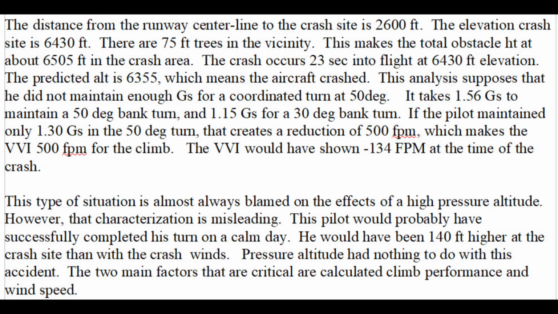This analysis supposes that he did not maintain enough Gs for a coordinated turn at 50 degrees. It takes 1.5 Gs to maintain a 50-degree bank turn and 1.15 Gs for a 30-degree bank turn. So I figured he's probably going to carry a little bit more than what he did for a standard 30-degree bank, but he's never going to pull the amount of Gs for 50 degrees. So if the pilot maintained only 1.3 Gs in the 50-degree turn, that creates a reduction of 550 feet per minute, which makes the VVI 500 feet per minute for the climb. The VVI would have shown minus 134 feet per minute at the time of the crash.